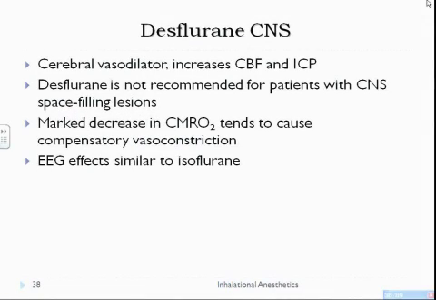Desflurane, centrally, is a cerebral vasodilator, which increases cerebral blood flow and ICP, and so it's not recommended for anybody with central nervous system space-filling lesions. So it's not really a good neuro case. It does cause a marked decrease in cerebral metabolic rate of oxygen consumption, which can cause a compensatory vasoconstriction. So sometimes you can offset the effects, and the EEG effects are similar to isoflurane. But still the limitation is you can't really go above 1 MAC because of the cardiac effects that you have with this agent.